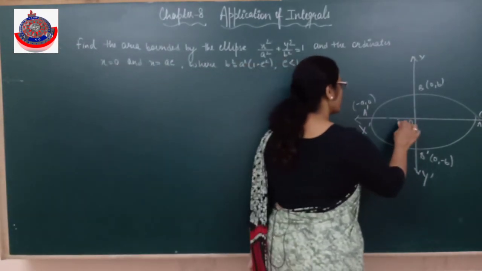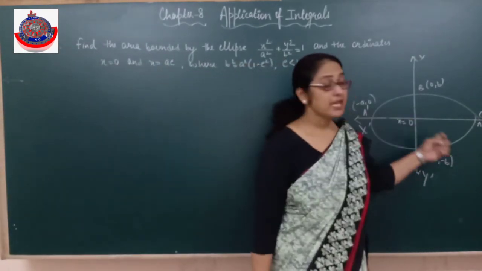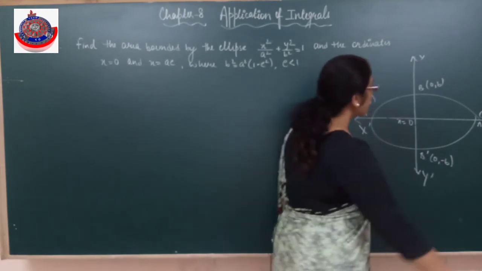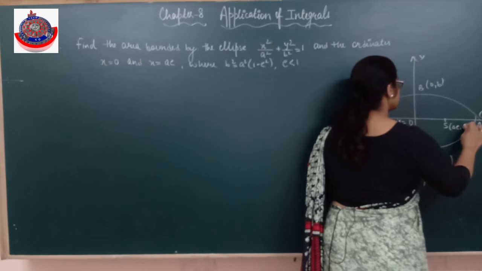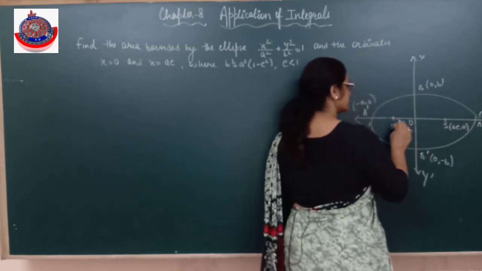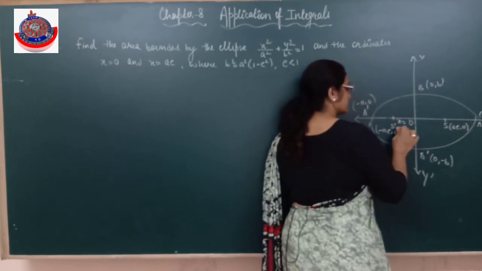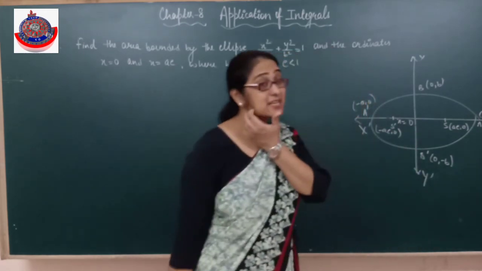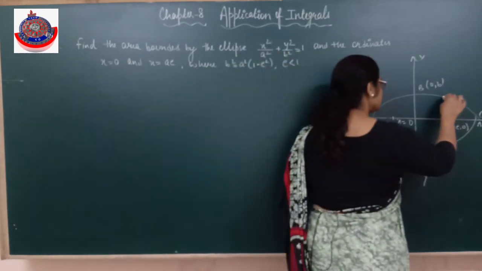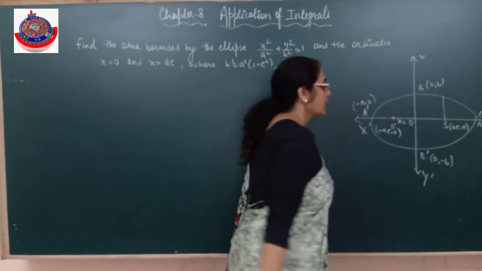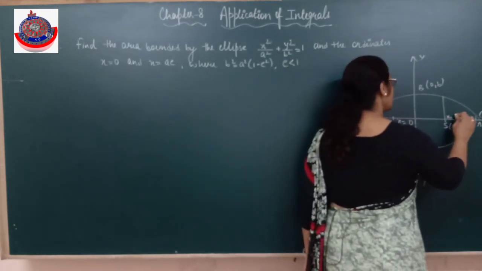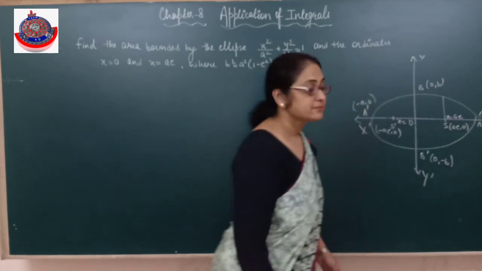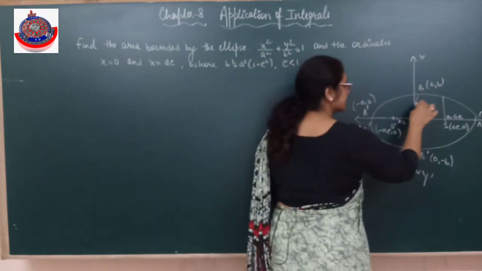X is equals to 0 here, to x is equals to AE. If you remember the focus of ellipse, what is that? Is it clear? So that means they're asking me to find out the area between x is equals to 0 to x is equals to AE. Very simple. So I need to find out this area. That's it.